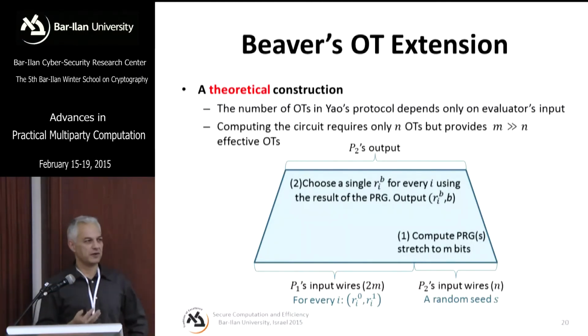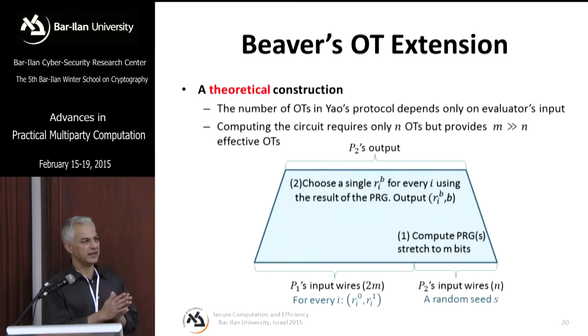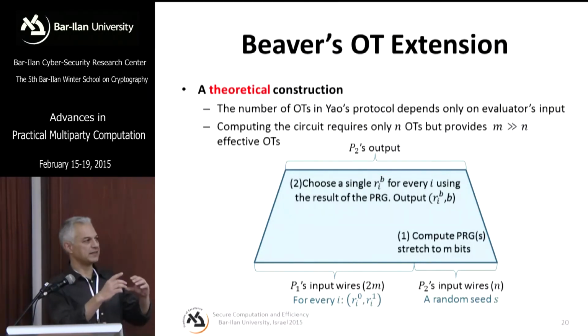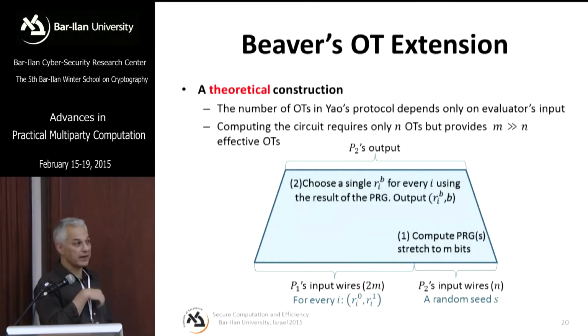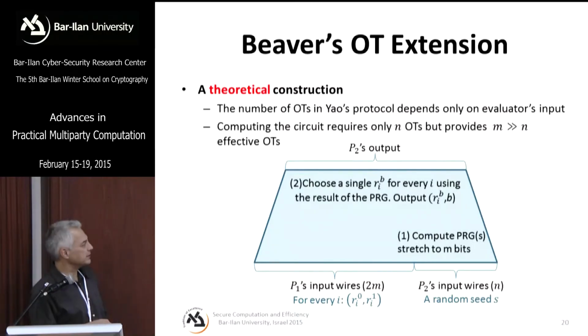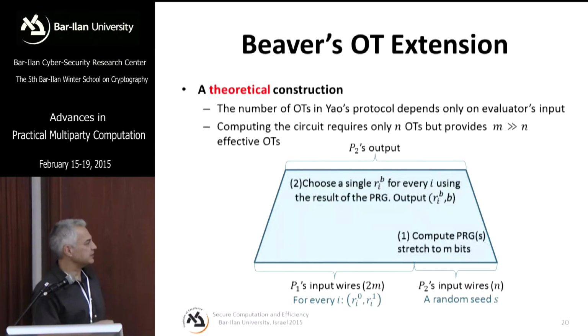Now the circuit works as follows. P2's input is a seed. The circuit is going to implement a pseudo-random generator that takes this seed and blows it up to a size m, say 1,000,000 bits. Then the circuit is going to have a million outputs, the outputs that P2 should have for each of the million OTs, and output number i is going to be the ith bit of the output of the generator, and the input of P1 which is associated with it.